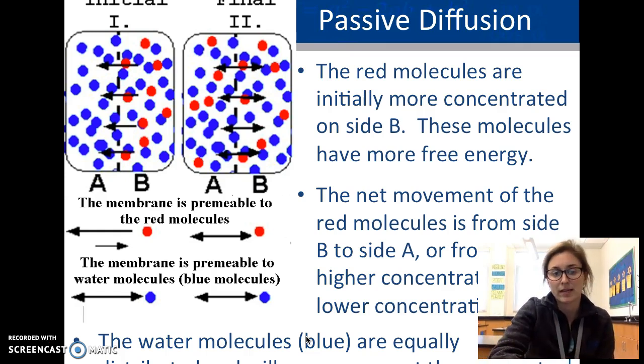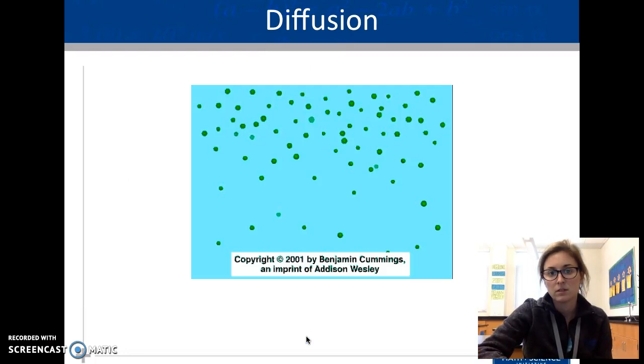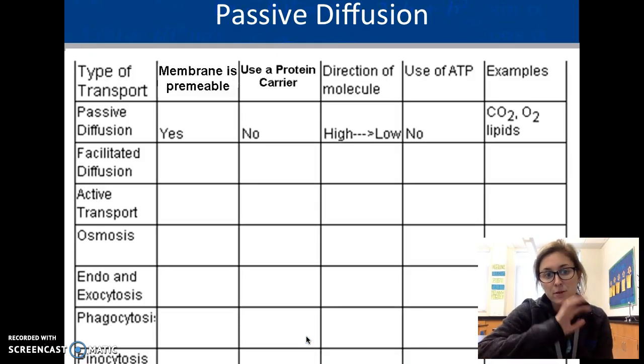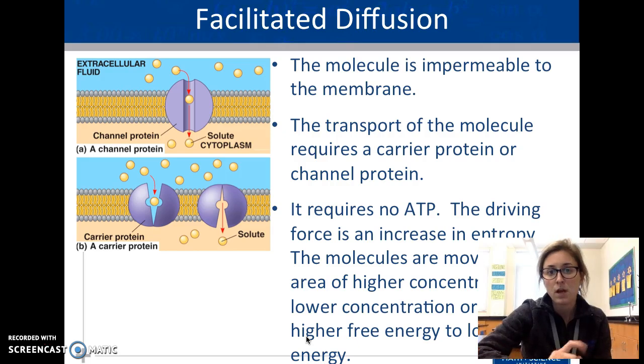This image is just showing how the red molecule moves towards the A side because there's more space for it. Diffusion. There's a video, but we're not going to watch it. You can also make this chart. Pause, put this chart in your notes. These on the left are the types of transport we're looking at.